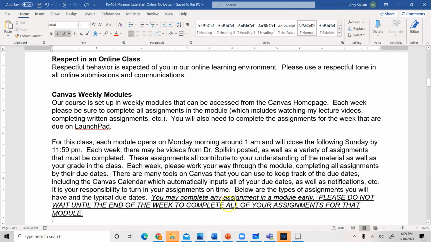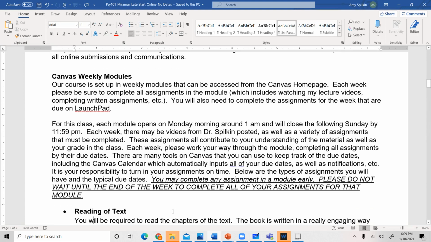You can complete any assignment in a module early, but don't wait till the very end of the week to complete all of your assignments. Don't wait till Sunday night at 11 o'clock to try to get through everything, because number one, you might not have enough time, and then your work will be late. And number two, that's usually the time that the internet goes out, or that's exactly when your computer breaks, or something like that. So plan on working through the module bit by bit during the week.